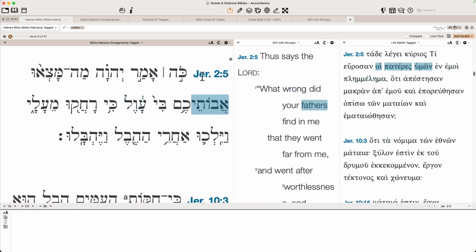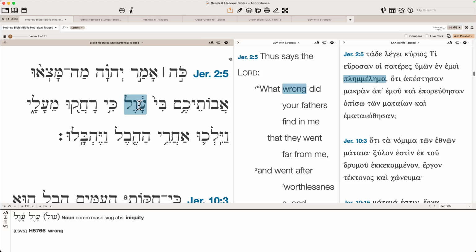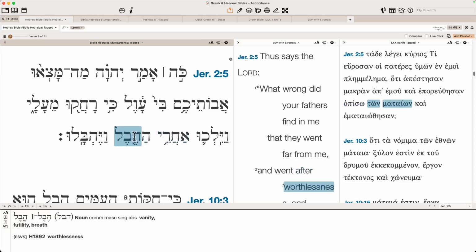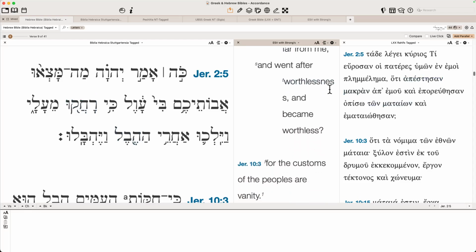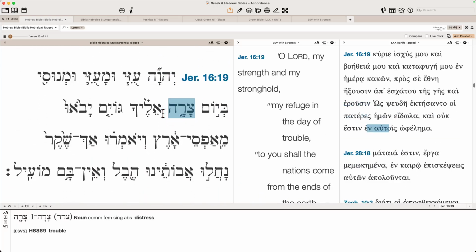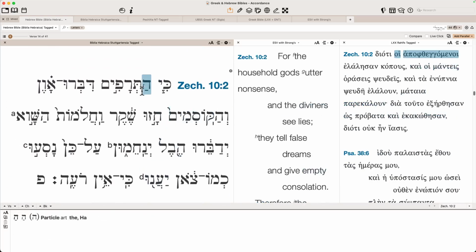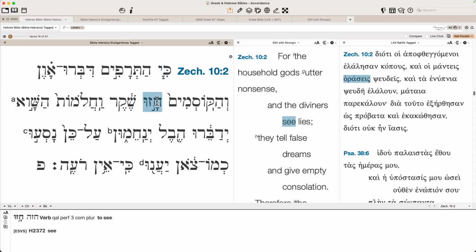And here in Jeremiah 2:5, thus says the Lord, what did your fathers find in me evil, that they went far away from me? They went after Ha-Hebel. You can see it's being translated worthlessness. And we could read through all these. It's similar things. If we just pick one at random, here it is, empty consolation.